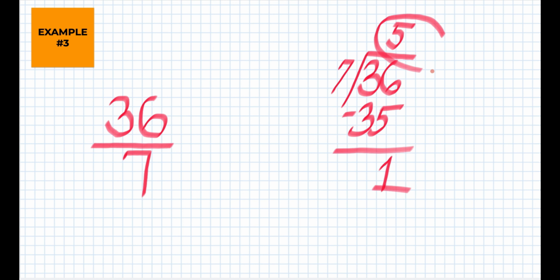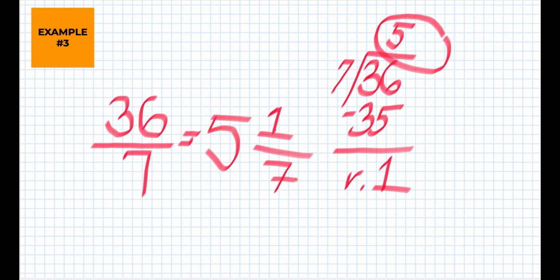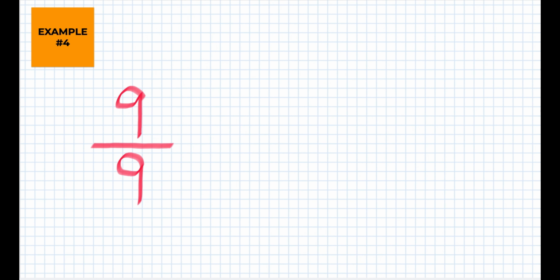So again, the quotient will be our whole number for the mixed number, the remainder will serve as our numerator, and simply copy the denominator. So again, 36/7 is equal to 5 and 1/7. See, it's very simple. Now let's have our last example.